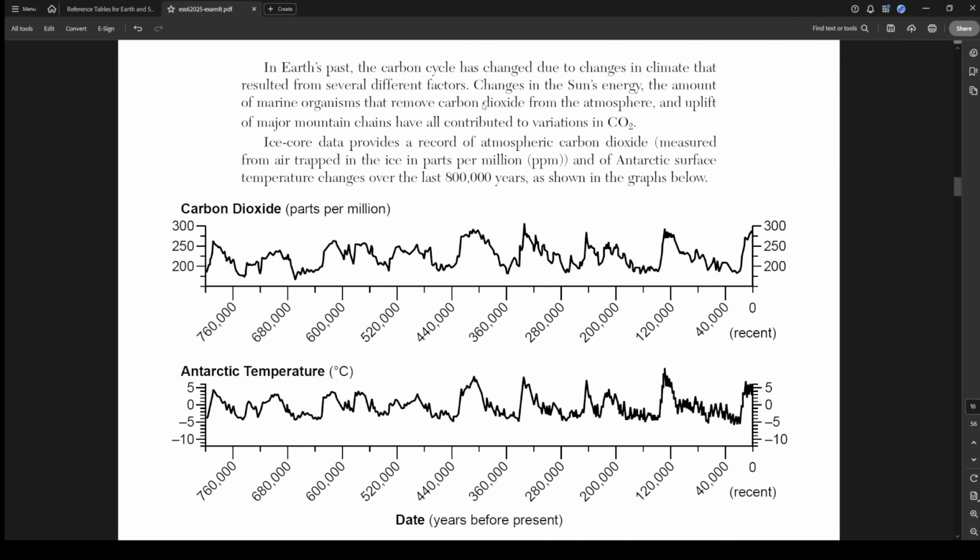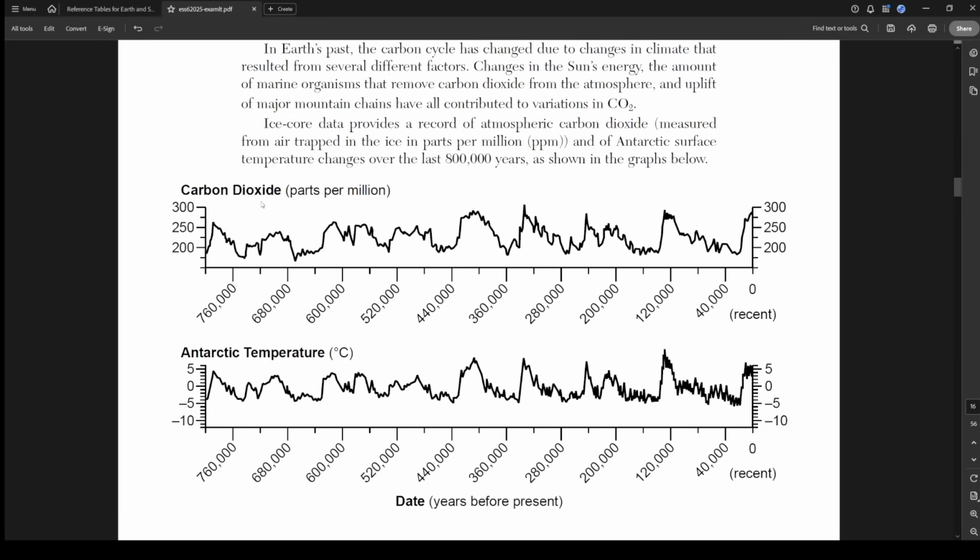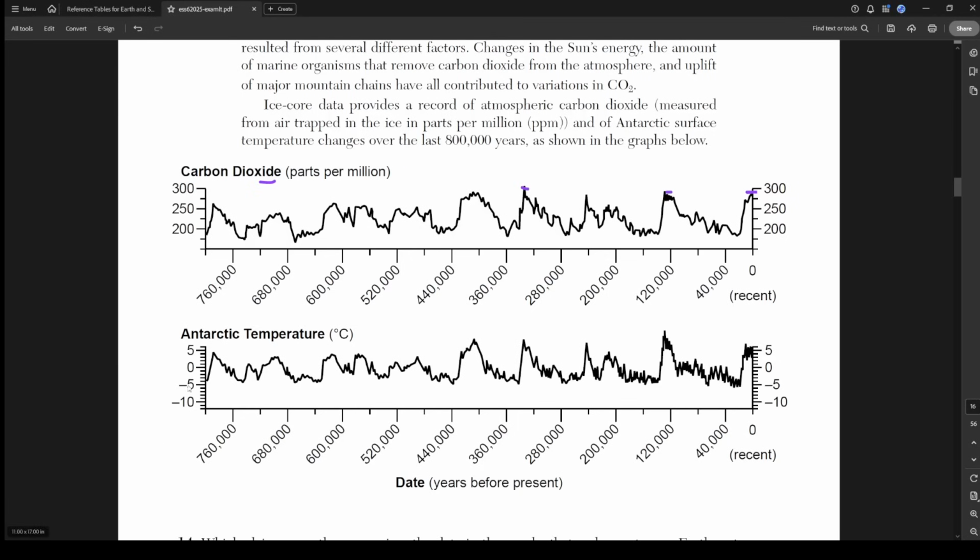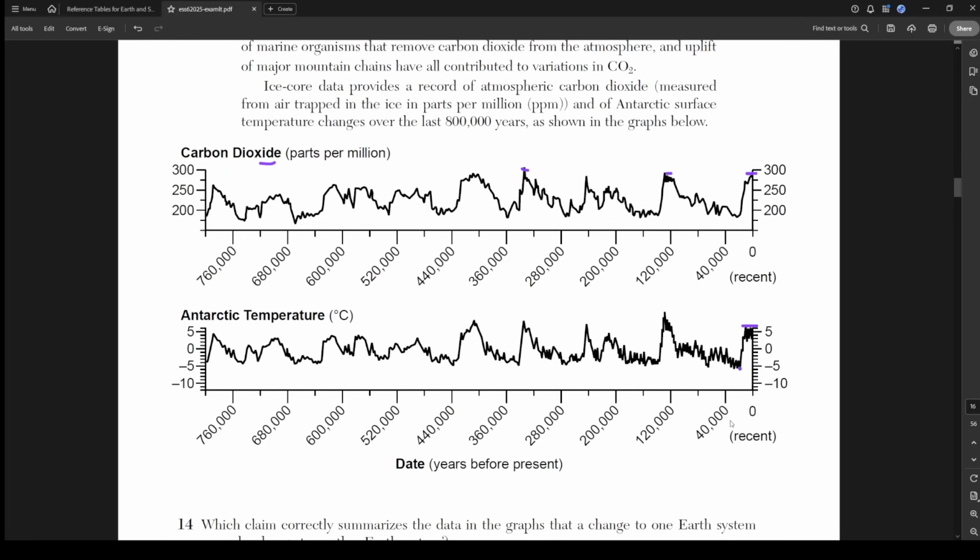In Earth's past, the carbon cycle has changed due to changes in climate that resulted from several different factors. Changes in the sun's energy, the amount of marine organisms that remove CO2 from the atmosphere, and uplift of major mountain chains have all contributed to variations in CO2. Ice core data provides a record of atmospheric carbon dioxide, which is measured from trapped air in ice, and changes over the last 800,000 years have been shown. So CO2, you could just see recent is pretty high, but it's been high over the course of time. And the Antarctic temperature, you could see, is warming as well. It's at the higher point, it's lower right there.